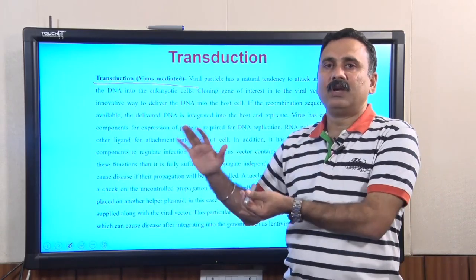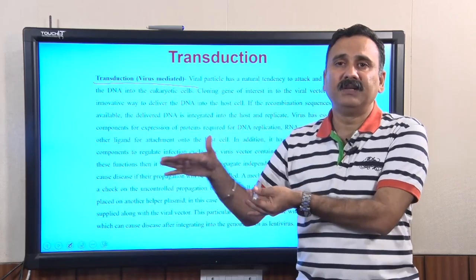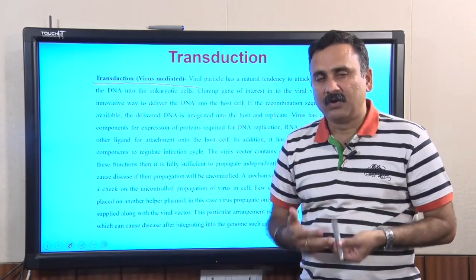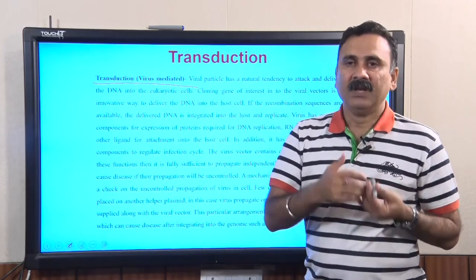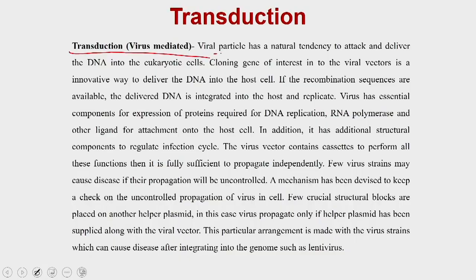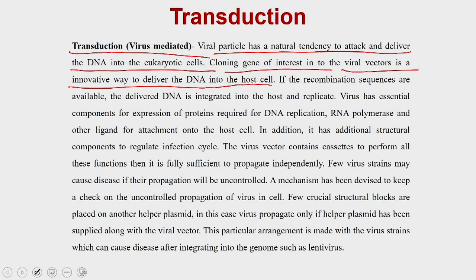These viruses are going to infect the mammalian cells, and in this process they will inject your recombinant DNA as well as their genome. So virus particles have the natural tendency to attack and deliver DNA into the eukaryotic cell. Cloning a gene of interest into a viral vector is an innovative way to deliver DNA into host cells. If the gene or the adjoining recombination sequences are also provided, then the delivered DNA is going to integrate into the host, and that's how it is going to replicate along with the mammalian cells.